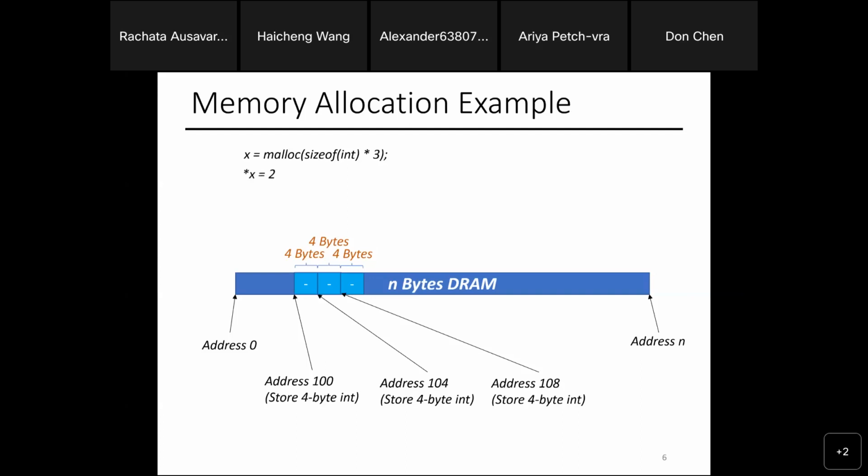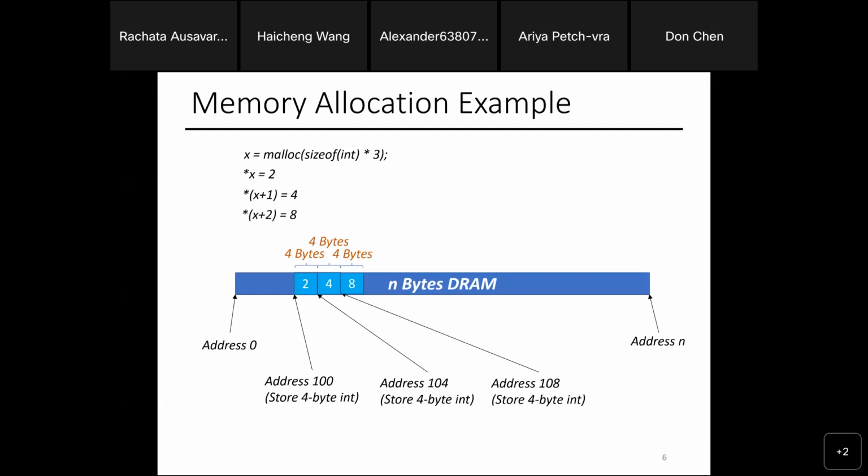If I do star x equals 2, it means that I put the value 2 inside the first slot. Then if I do star x plus 1, it means that I start from x, which is 100, and go one more spot, which is 100 plus 4, which is 104. The size of an integer is 4, right? So you go and store the number 4 in there. And if you do star x plus 2 equals 8, then you put the number 8 in the third slot here. The type of the pointer tells me how many bytes we are going.